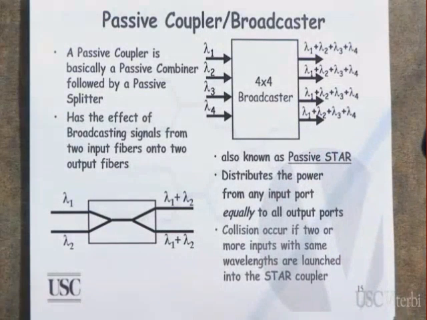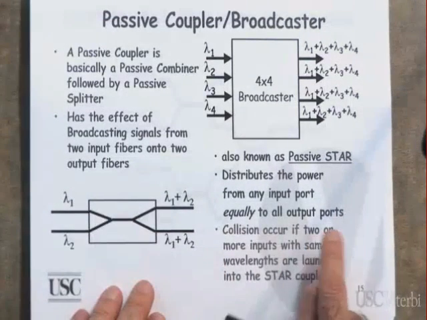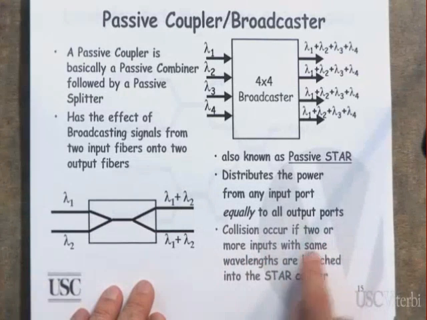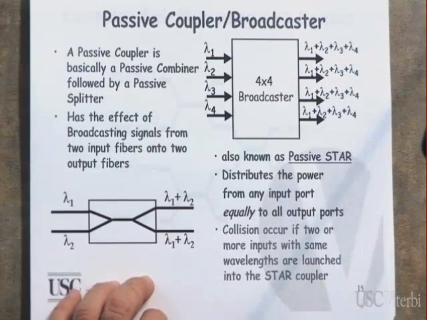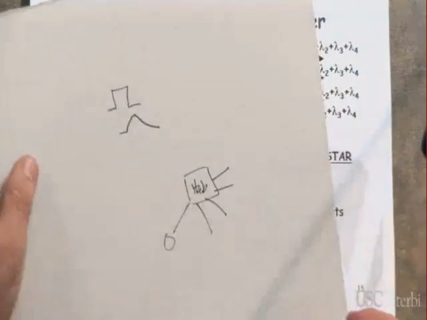Now, it distributes the power from any input port equally to all the output ports. Collision occurs if two or more inputs with the same wavelength are launched. One more time, go back to the hub. If I have, remember the hub from 450?